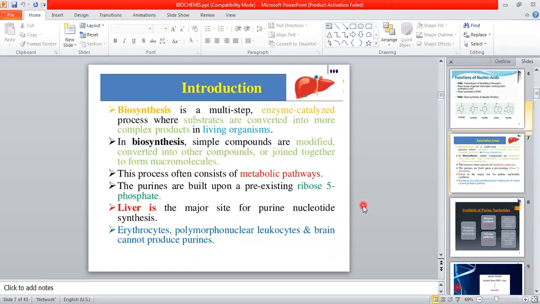The next thing, biosynthesis. So we have to learn here what is the biosynthesis of purine and pyrimidine nucleotide. Biosynthesis is a multi-step process which is carried out in the presence of enzymes, and here the substrates are converted into more complex products. The main site of this biosynthesis is our liver. In the liver, all this purine nucleotide and pyrimidine nucleotide synthesis takes place.